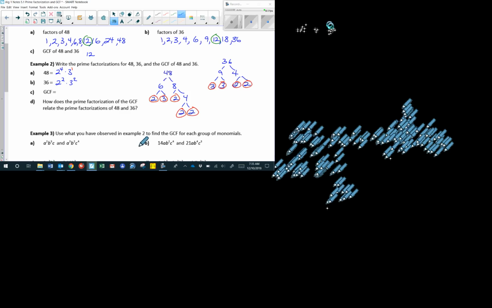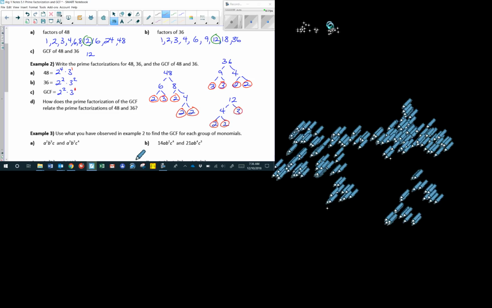Now let's take the greatest common factor, 12, that we found, and let's write a prime factorization of it. 12 factors into 4 times 3. 3 is a prime factor, so that'll stop there. 4 can factor again into 2 times 2. So now we have all the prime factors of 12, which are 2 squared times 3. And remember, there's that understood exponent of 1 on that 3.